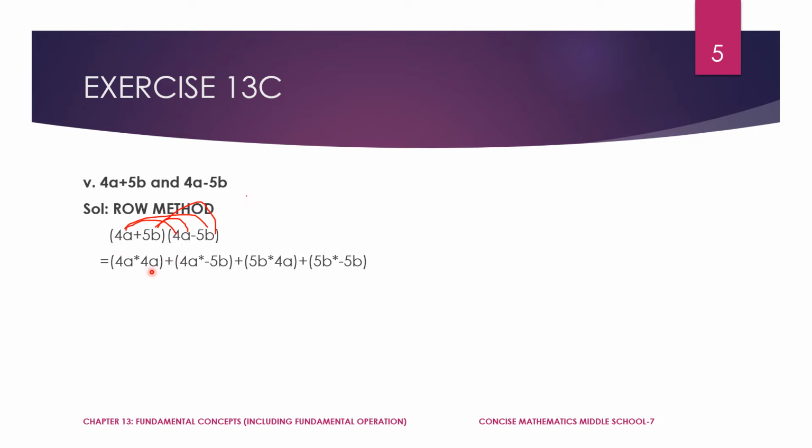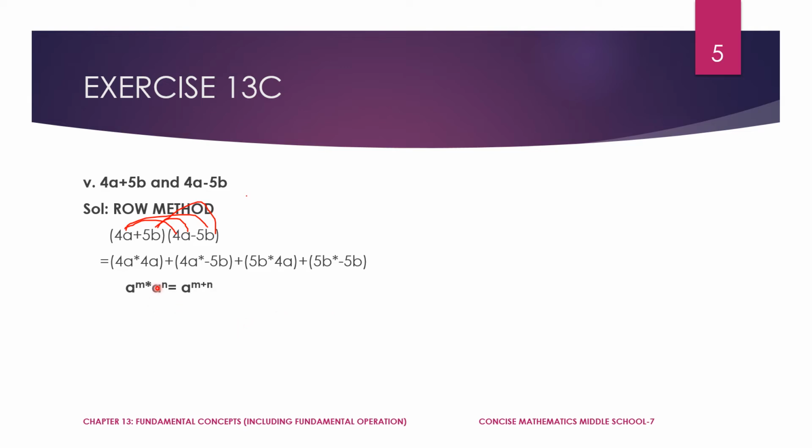4a into 4a, plus, always put a plus sign. Don't get confused. 4a into minus 5b. Don't forget to place a minus over here. Plus sign 5b into 4a. 5b into 4a, plus sign 5b into minus 5b. I hope this step is very clear.